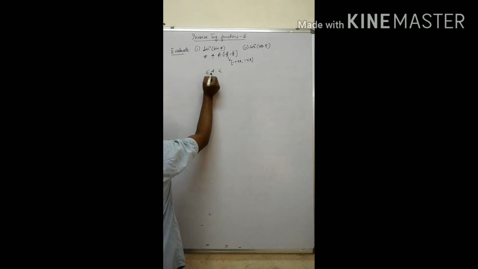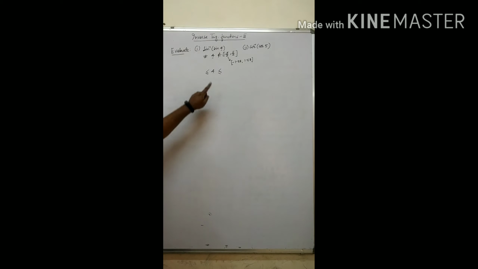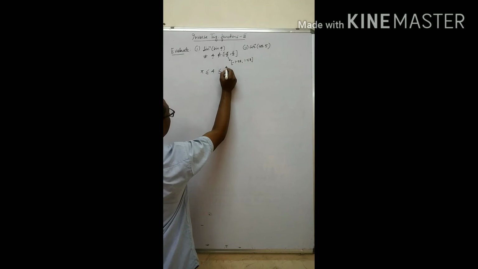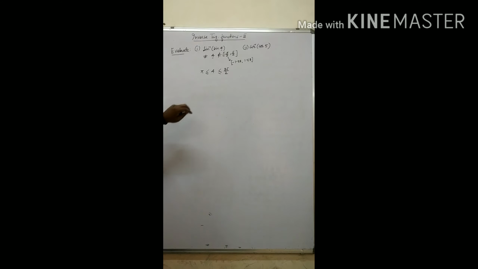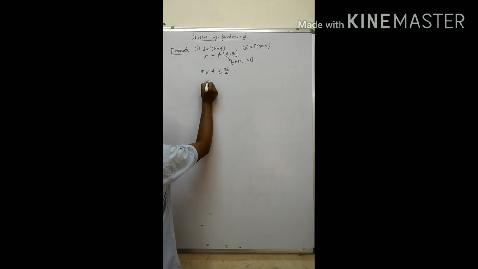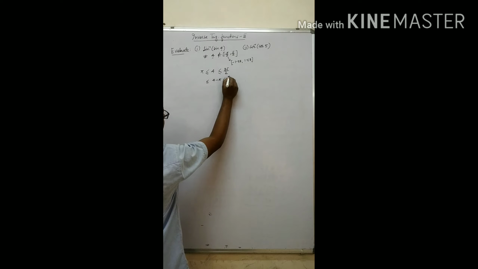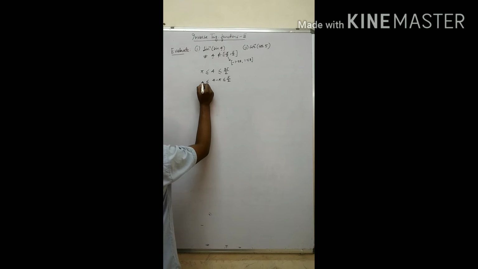The trick of doing these problems is this: 4 is lying definitely between pi, which is 3.14, and 3 pi by 2, right? So I have to bring it to that interval. So what I'll do is subtract pi, 4 minus pi. If I subtract pi from it, it becomes pi by 2, and pi from it becomes 0.